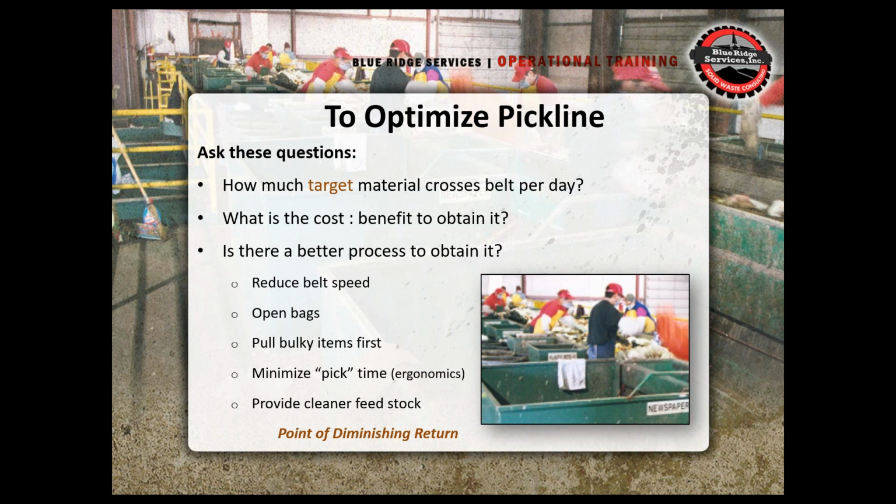So is there a better process? Should you slow the belt speed? Should you increase the belt speed? Should you manually open the bags? Do you need a mechanical bag opener so you can do that? Make sure you're pulling the bulky items first. Normally on a pick line, we'll have folks pulling cardboard and big items first, because that generates a lot of weight, and it also clears the line so subsequent pickers can see what's on the belt. We'll talk more about the whole issue of cardboard in a MRF here in just a few minutes. And then the ergonomics and the pick time and all of that sort of thing.